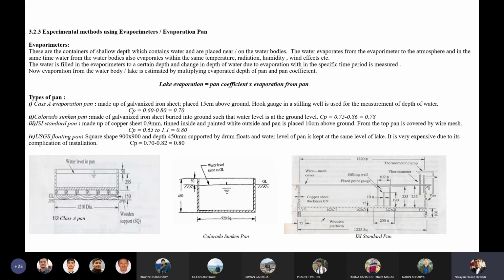That is, the depth of the water evaporated from the pan is calculated, and that depth is multiplied by the evaporimeter or pan coefficient, which gives the evaporation from the lake or the reservoir of the water. And this is the experimental method to find the evaporation.